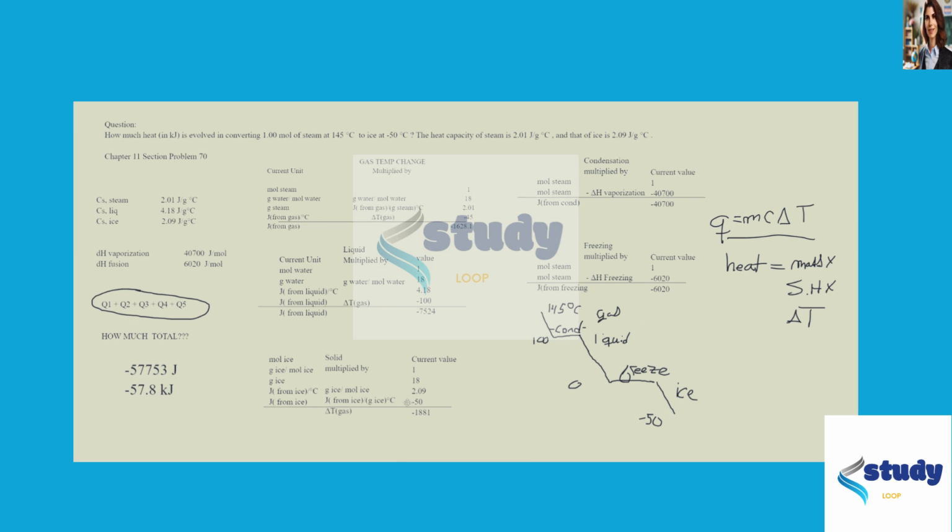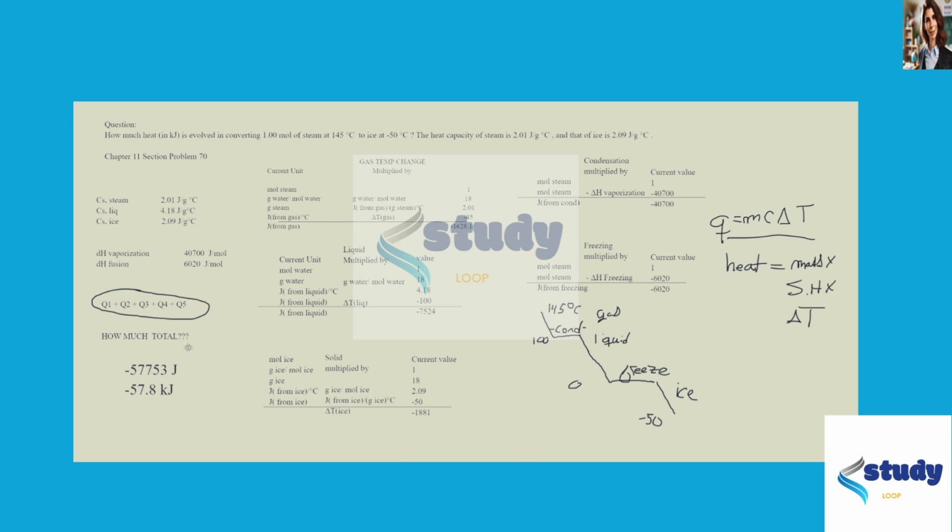And then the final thing that we have to add to it is the heat from the ice. I was copying and pasting these, I do apologize. Okay, so we add all these up and we get the value for the total amount of heat, and that's minus 57,753 joules, or minus 57.8 kilojoules of energy.